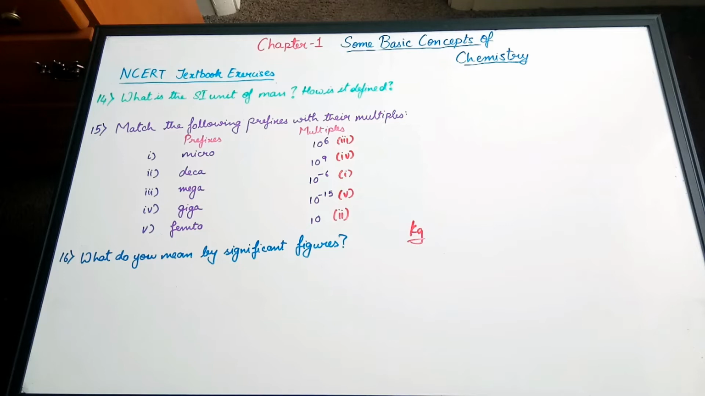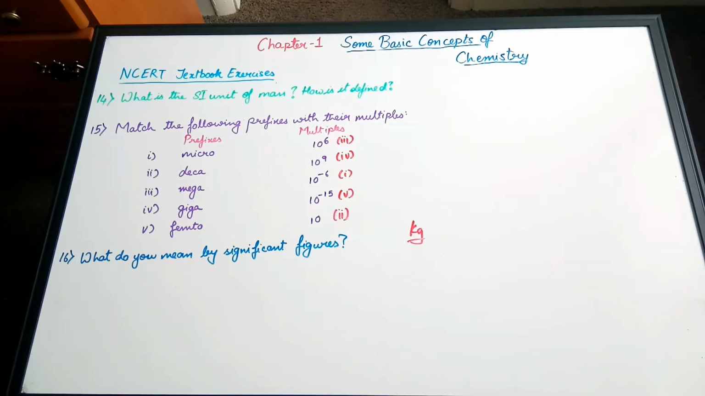There's a table. Now, the 16th one: what do you mean by significant figures? Significant figures are nothing but the number of all the certain digits plus 1 which is doubtful. So it depends upon the precision and accuracy. All of these topics are covered in the video about uncertainty in measurement. The uncertainty is caused either by human error or because the device or apparatus which we are using has some uncertainty in it.